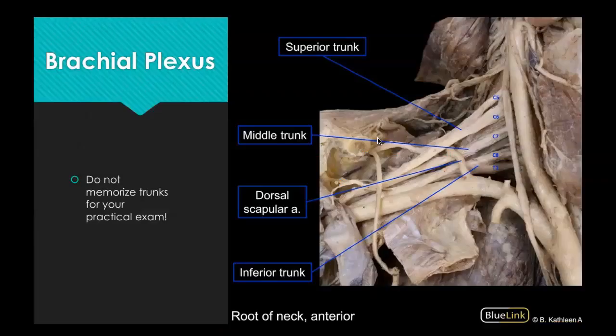I like this image because it really depicts the brachial plexus coming from the ventral rami of C5, C6, C7, C8, and T1, and how it forms three different trunks. You are not responsible for the trunks of the brachial plexus in the lab, but you should have an understanding that these plexi are interwebbings of nerves.